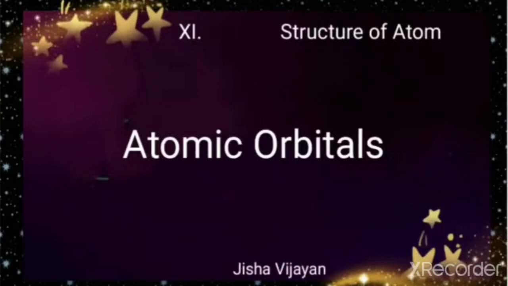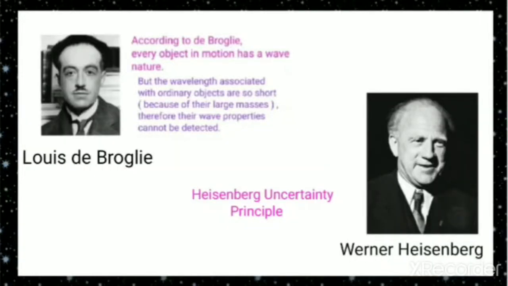Hello students, let us discuss atomic orbitals. The wave character of an electron, which is given by de Broglie, and the uncertainty in the position of the electron, which is given by Heisenberg, gave an important blow to Bohr's model. According to the Bohr model, electrons revolve in a well-defined circular path. But the idea of uncertainty in position and velocity overruled Bohr's picture of a fixed circular orbit.